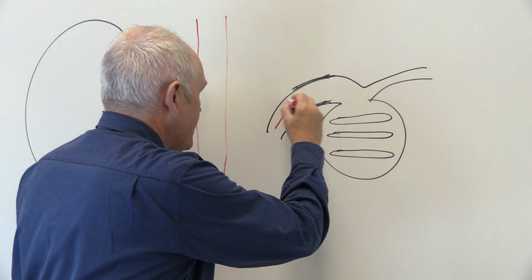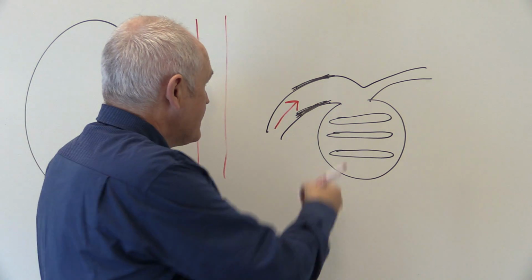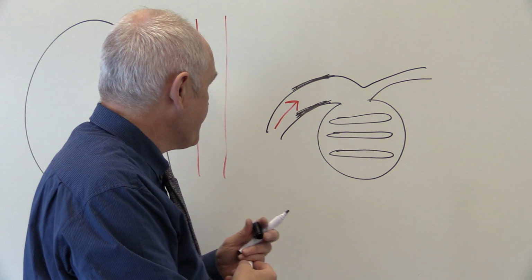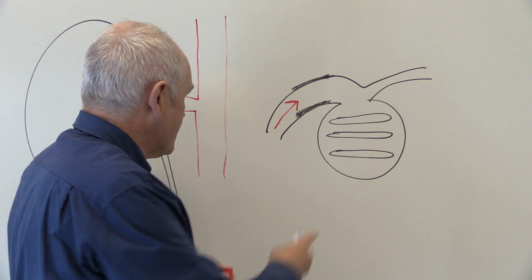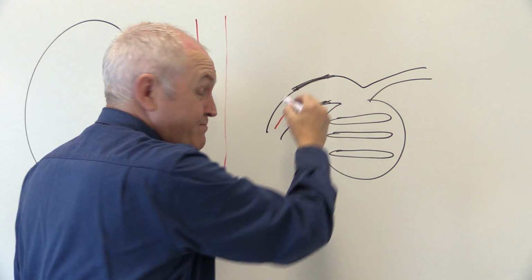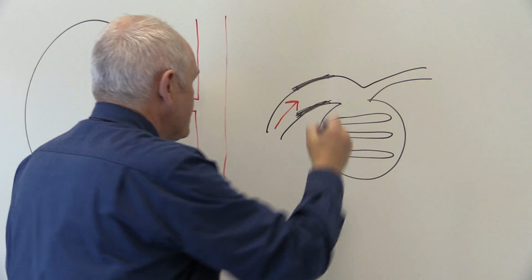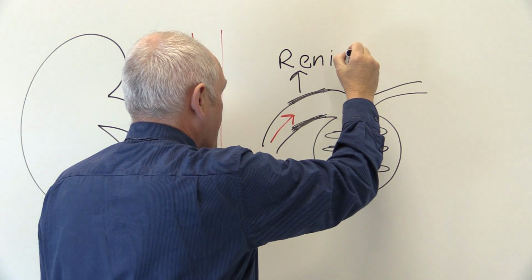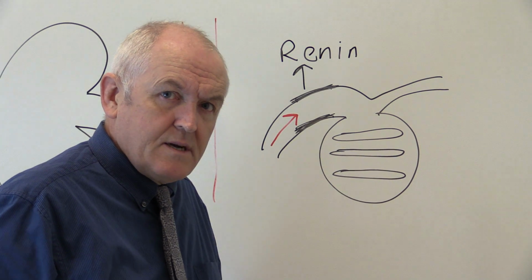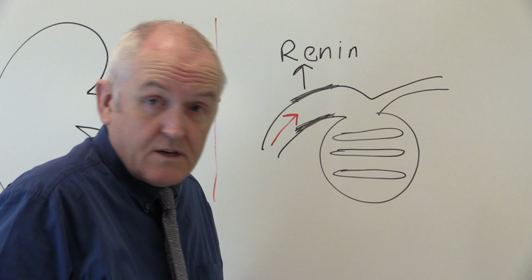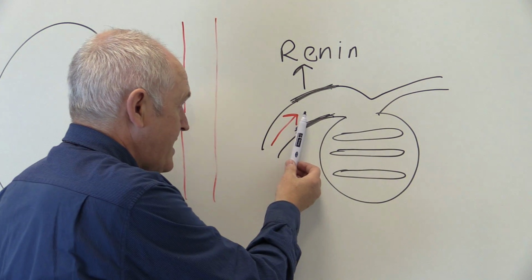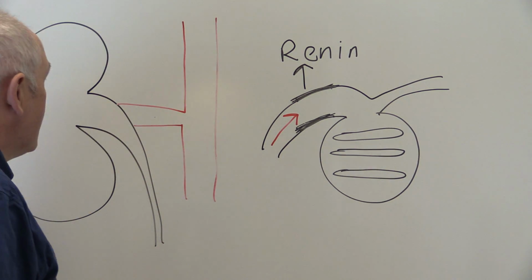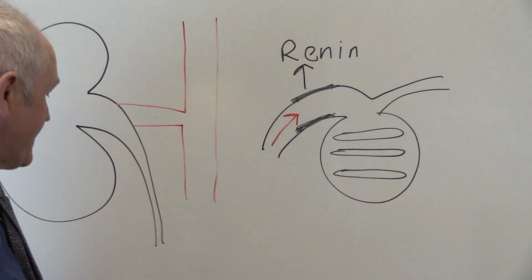And if the pressure of the blood here is reduced, then that's detected in the walls of the afferent arteriole. The cells in the wall of the afferent arteriole, those specialised smooth muscle cells, will respond by releasing an enzyme called renin. So as blood pressure drops, more renin will be released. And conversely, if the pressure of the blood in the afferent arteriole is good, less renin will be produced. And the aim is to maintain the flow of blood to the kidney.